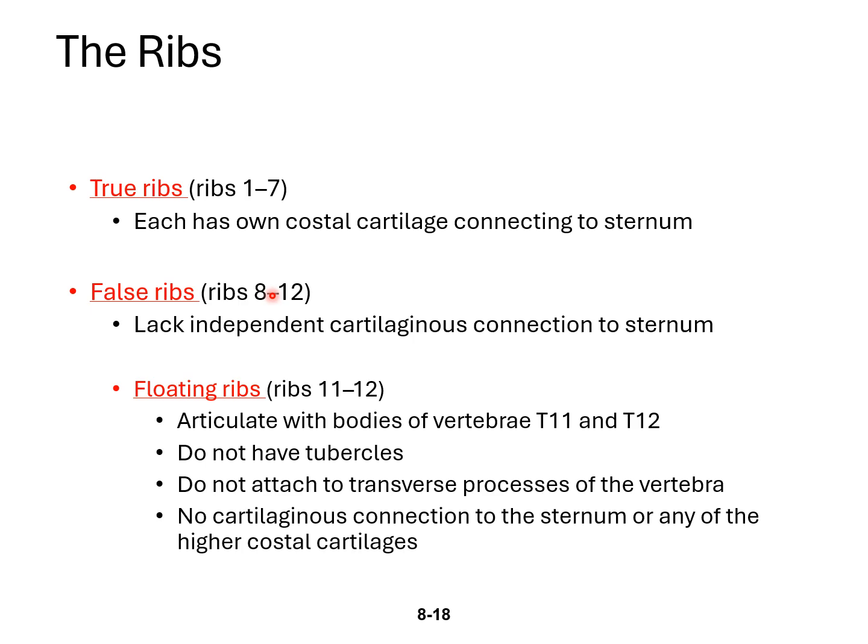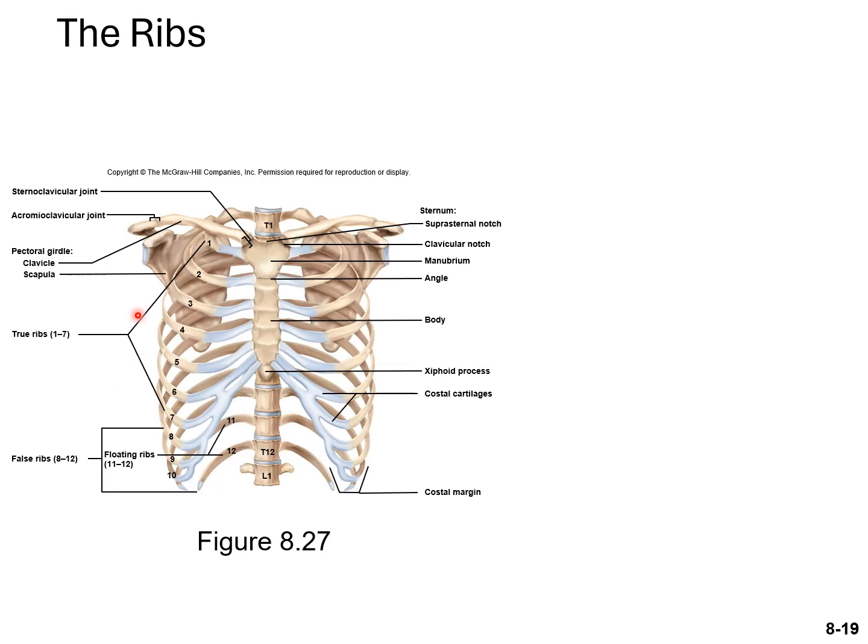8, 9, and 10, they all connect to other types of cartilage that attaches then to the sternum, but floating ribs are all going to be on their own and just going to attach to thoracic vertebrae 11 and thoracic vertebrae 12. So some students get this kind of confused, but you can see 1 through 7, it all goes to its own cartilage that attaches it to the sternum.